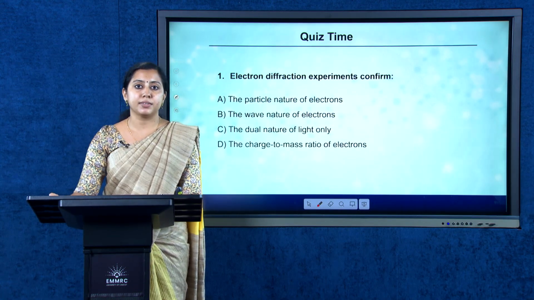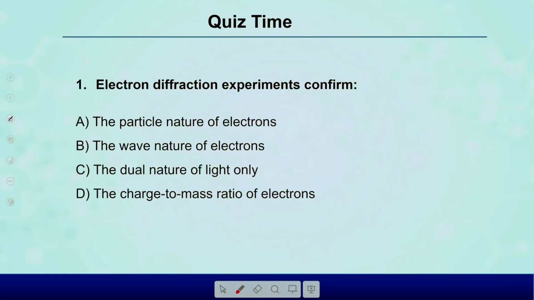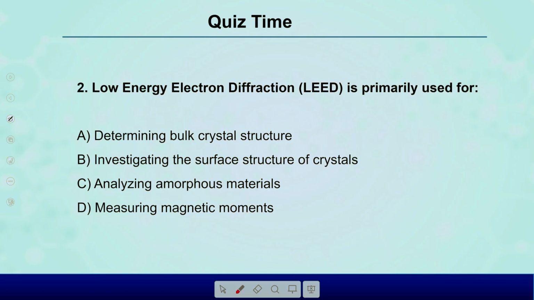Now let's discuss some assignment questions. First question, electron diffraction experiments confirm option A, the particle nature of electrons, option B, the wave nature of electrons, option C, the dual nature of light only, option D, the charge to mass ratio of electrons. Second question, low energy electron diffraction is primarily used for determining bulk crystal structure, investigating the surface structure of crystals, analyzing amorphous materials, measuring magnetic moments.